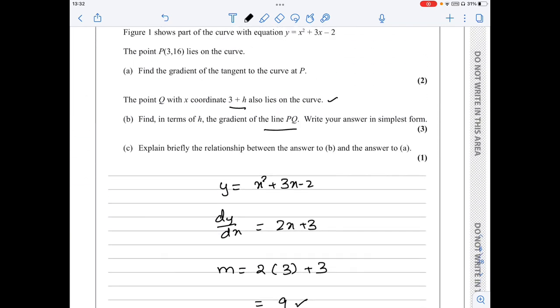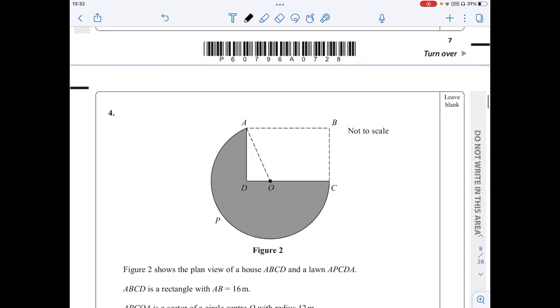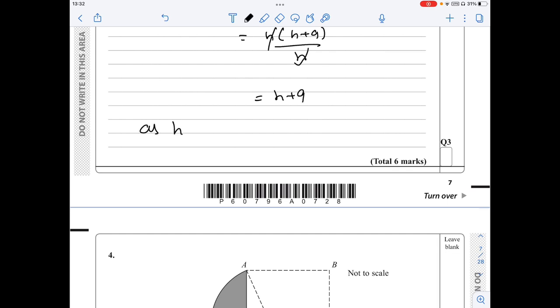Next part, part C: explain briefly the relationship between the answer in part B and the answer in part A. So as h approaches 0, we can see that the gradient of PQ becomes 9, because when h becomes 0, 0 plus 9 becomes 9. So as h approaches 0, the gradient of PQ approaches 9. So thus PQ becomes the tangent, because the tangent gradient is the limit of the gradient of PQ.